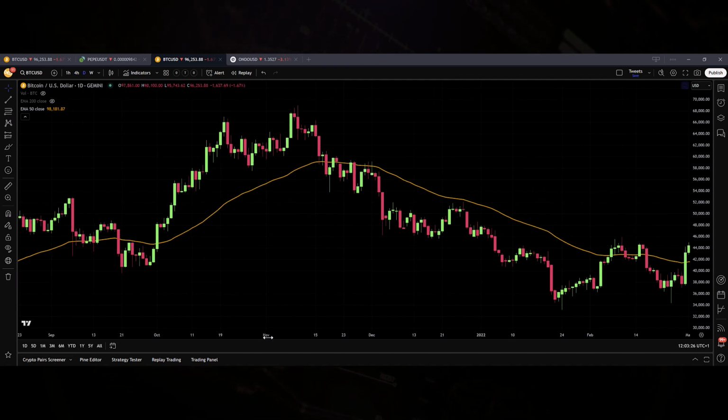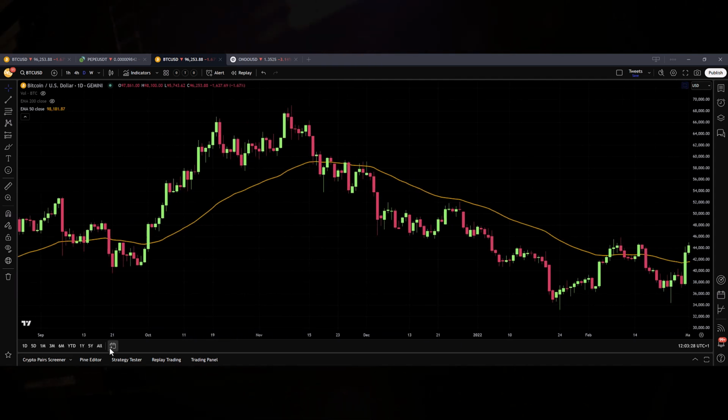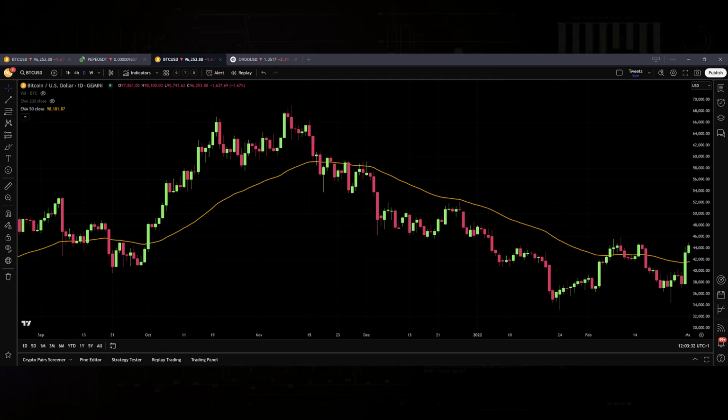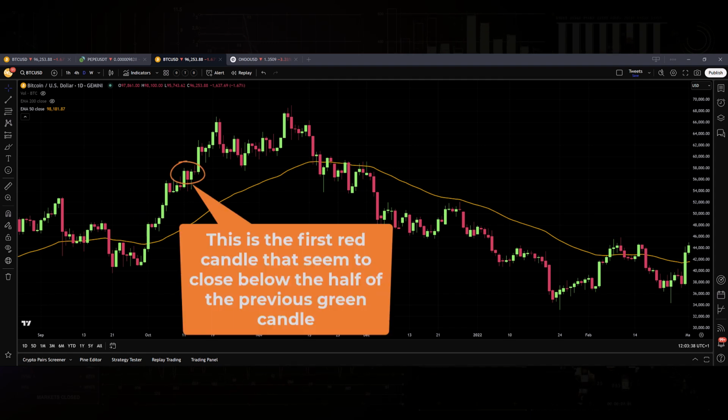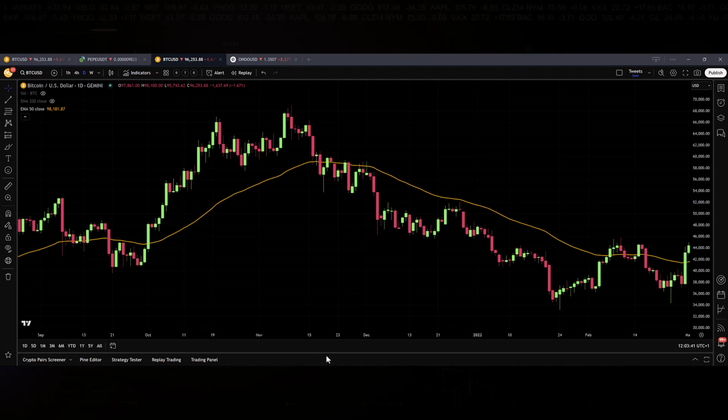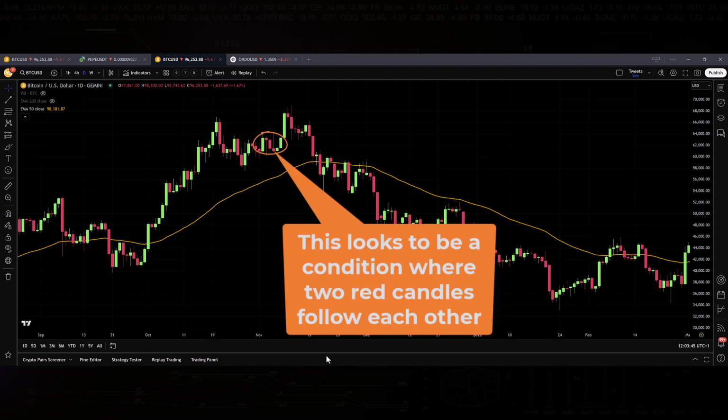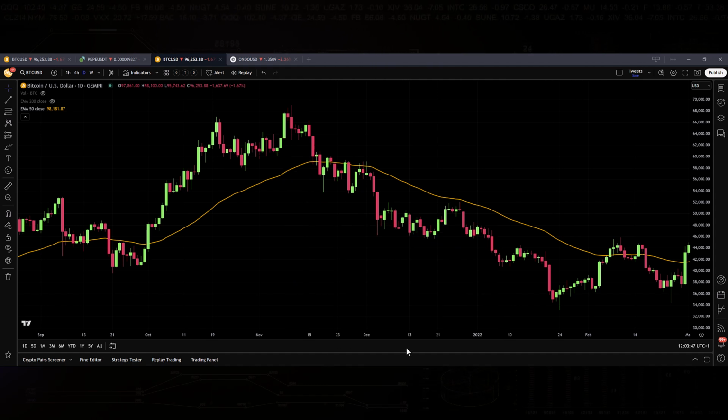So again, for this specific test, the rules are super simple. In bullish trades where the price exists above the EMA 50, the entry signal is the green candle close. The exit signal is the first red candle that closes below the half of the last green candle. And I also have a second exit signal that closes the trade after two red candles, where the idea is that the momentum is getting weaker.